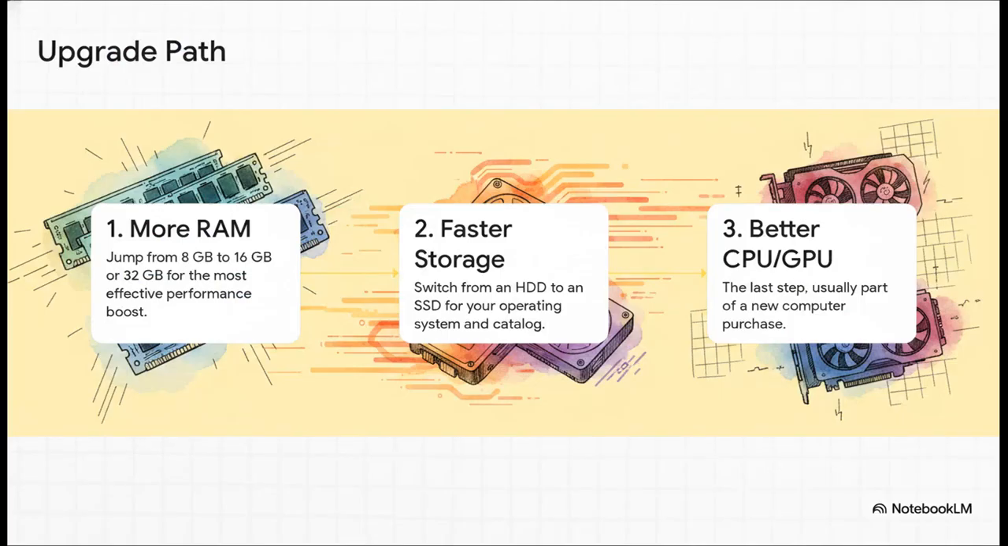So, if you're on a budget and you're looking for the best bang for your buck to improve performance, follow this path. First, add more RAM. It's the most effective upgrade for making things feel snappier. Second, switch to an SSD. Then, and only then, should you start worrying about your processor and graphics card, which, let's face it, that's usually part of buying a whole new computer anyway.